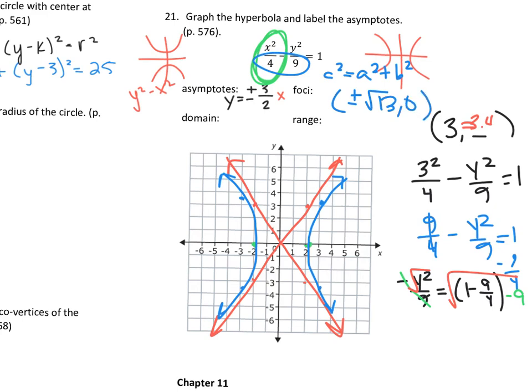Now the domain on a hyperbola. Look at the blue graph. The domain is going infinitely to the left. So that means that you could write it as an inequality. x is less than or equal to -2, and x is greater than or equal to 2. But my range is going to be all real numbers because it's going up and down infinitely.